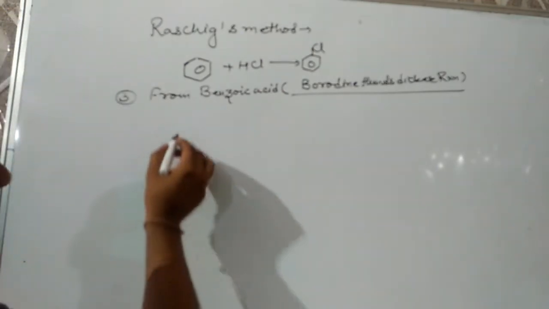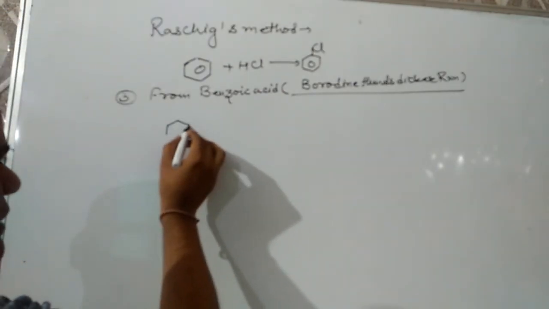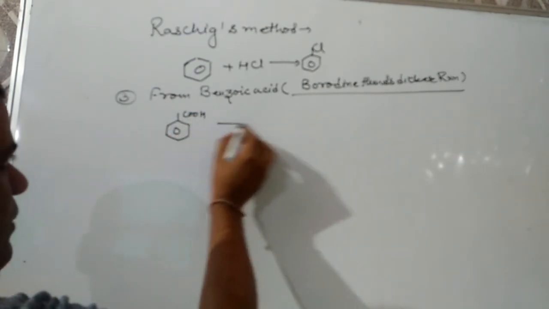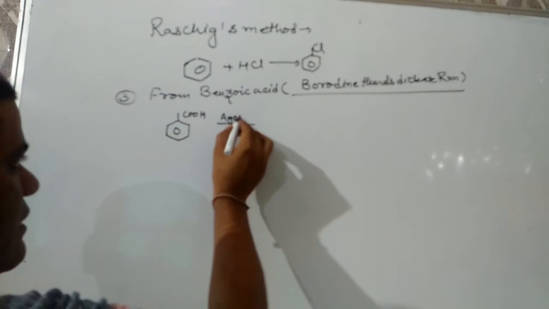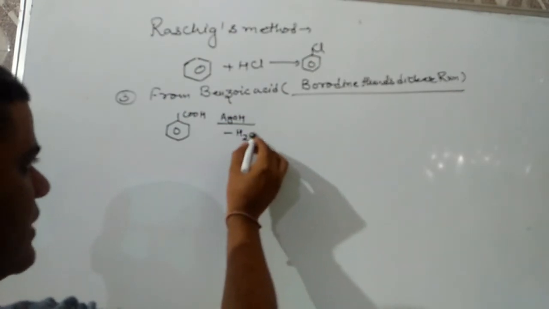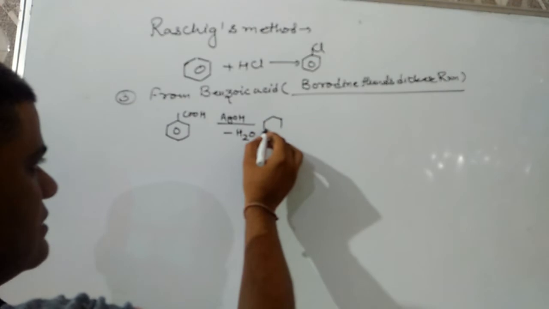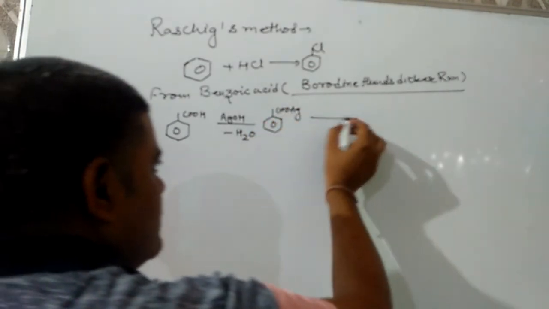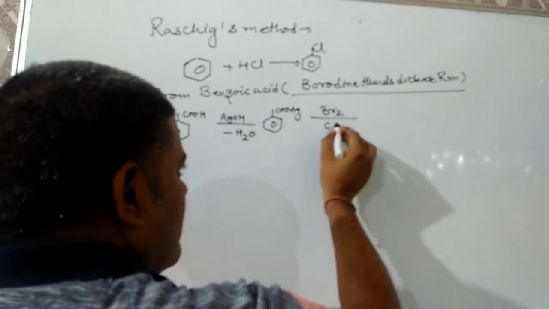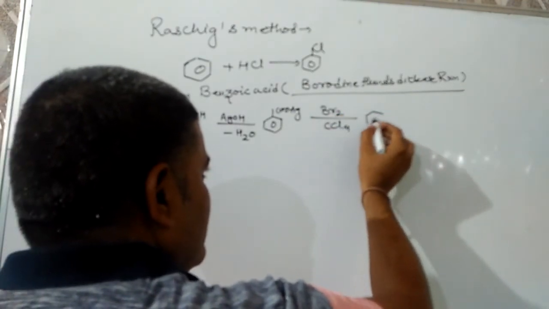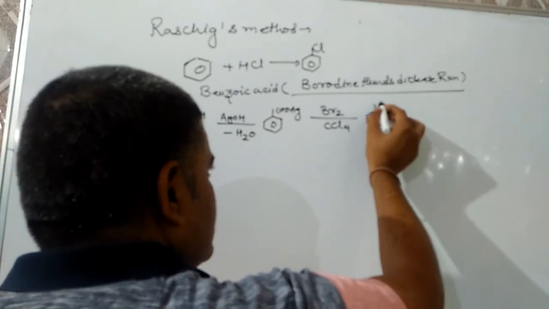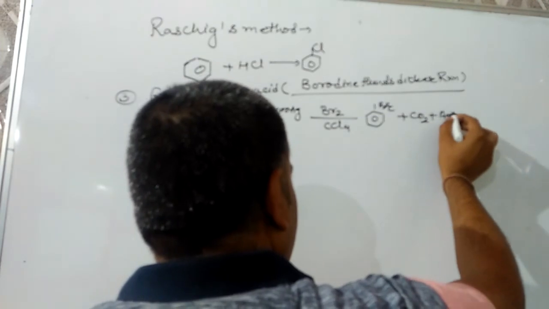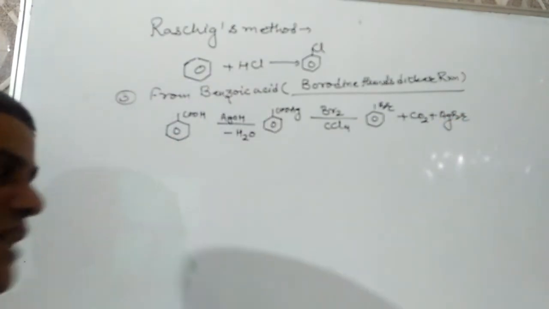Same thing can be done here. When benzoic acid reacts with silver hydroxide, we get the silver salt of benzoic acid, silver benzoate, and that silver benzoate reacts with Br2 in presence of CCl4 to give bromobenzene plus CO2 plus AgBr. And this reaction is the Borodin-Hunsdiecker reaction.